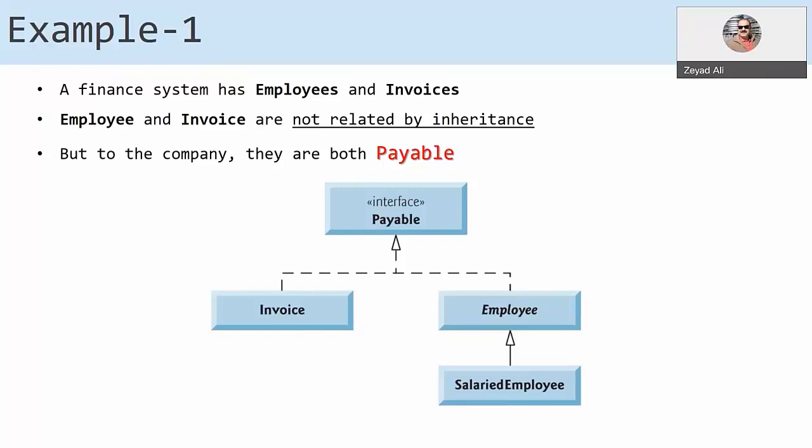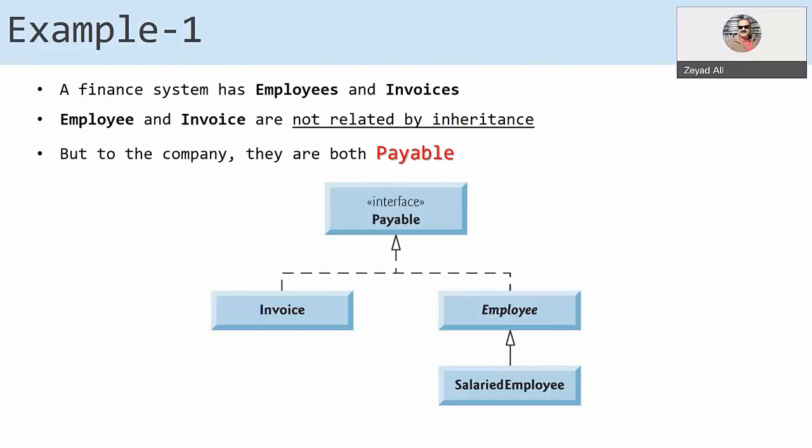Look at this example here, for example. In a finance company or system, you have employee and invoice. Invoice means bill, okay? Something you are going to pay. Employee is not related to the invoice in inheritance. However, for you as an accountant, let us say, you must pay the employee and you must pay the invoice. This is a very limited similarity between them. They are not related in inheritance. Employee has a name, has a date of birth, while invoice is something else. But both are what? Both are payable.